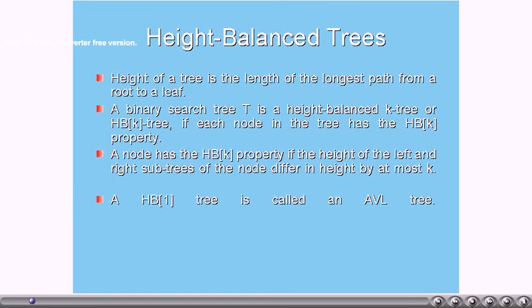Already we know that height of a tree is the length of the longest path from the root to a leaf node. A binary search tree T is a height balanced K tree or HBK tree if each node in the tree has the HBK property. A node has the HBK property if the height of the left and right subtrees of the node differ in height by at most k. HB1 tree is called as AVL tree. That is, the left subtree minus right subtree height will be at most 1.